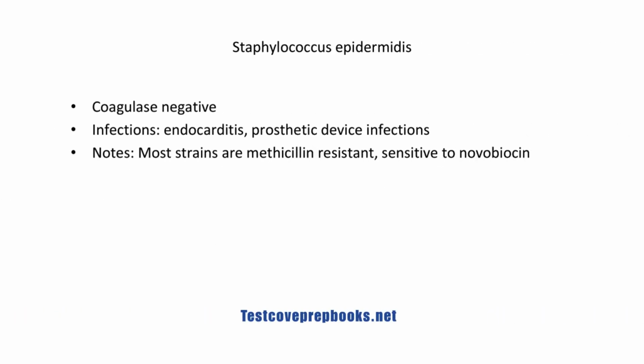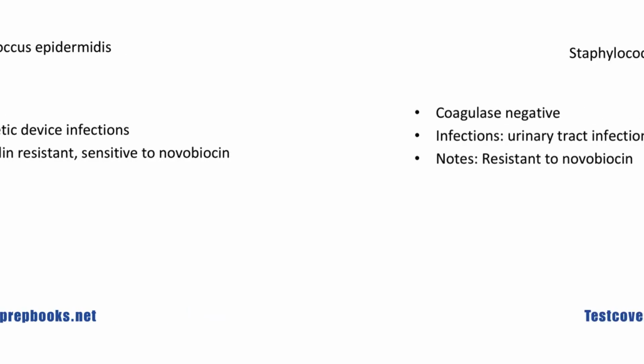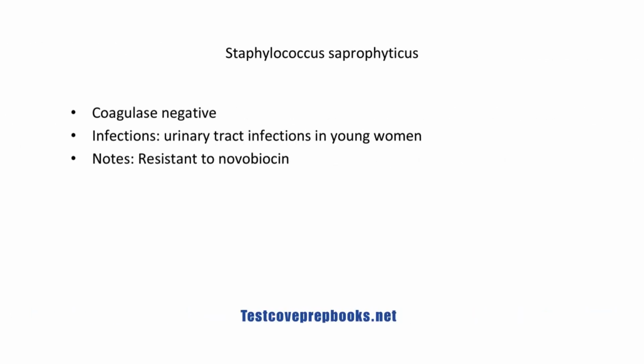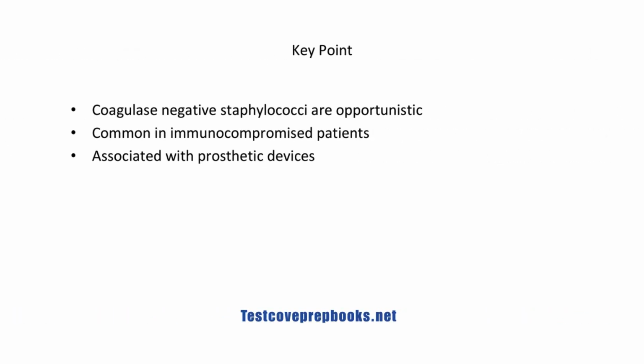Staphylococcus epidermidis is coagulase-negative. It is a major cause of endocarditis and infections associated with prosthetic devices. Most strains are resistant to methicillin but remain sensitive to novobiocin. Staphylococcus saprophyticus is also coagulase-negative. It is best known for causing urinary tract infections in young women. Unlike S. epidermidis, it is resistant to novobiocin. The key point is that coagulase-negative Staphylococci are opportunistic pathogens, particularly in immunocompromised patients and in those with prosthetic devices.